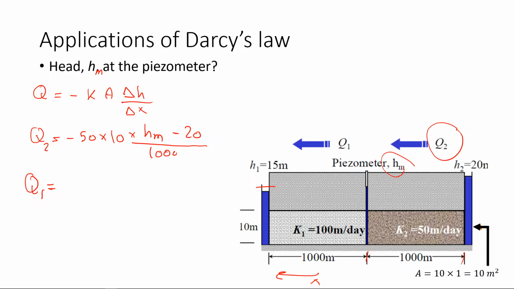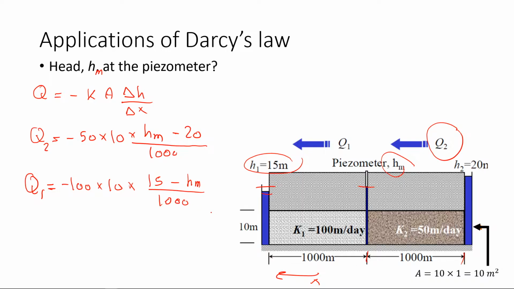I can do it for Q1 here. So Q1 would be negative K, K is 100, times the area. Before you see the answer, try to solve it on your own. For all these problems, pause the video and try to solve them on your own before you look at the answer. Then times H2, which is 15, so 15 minus HM. That would be your H1, because it goes from high head to low head, divided by the distance, 1000.